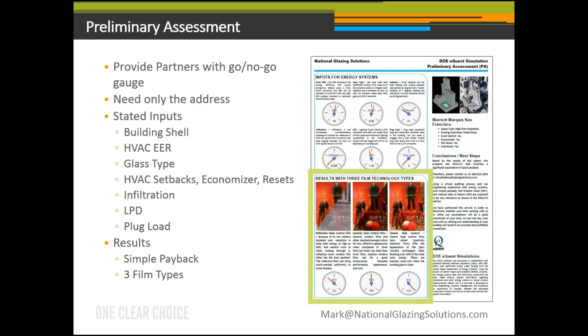Lastly, in the PA is a section for results. We will include in our results a simple payback for 3 different film types, the same 3 film types you saw earlier. The preliminary assessment uses a good representation of the building shell, good estimates for inputs for associated energy systems and energy end uses, and the proven capabilities of the eQuest simulation software. Indeed, there are several assumptions associated with the preliminary assessment, but they are educated assumptions and utilizing the industry best software for simulation.